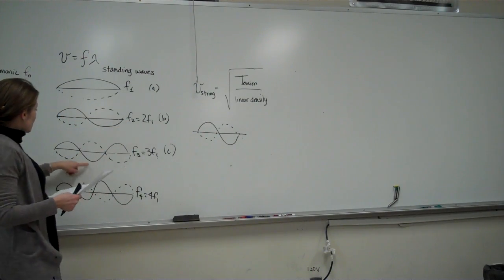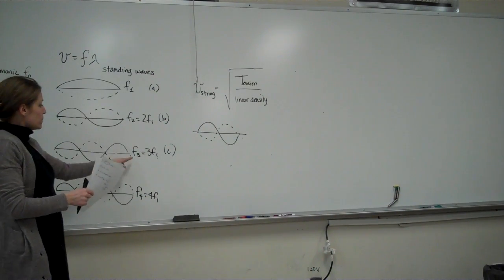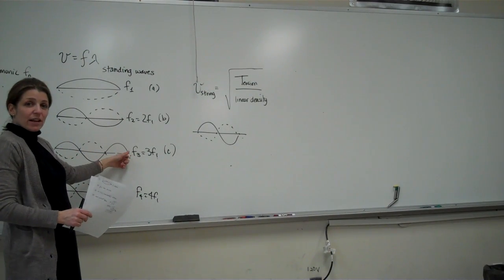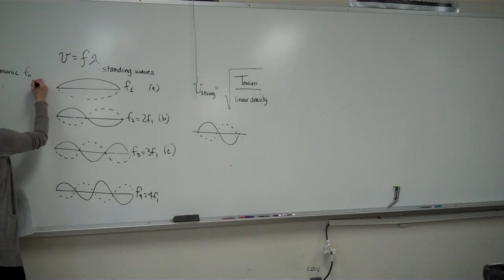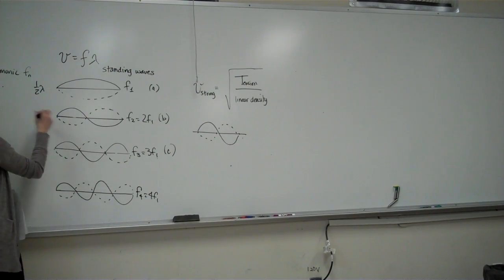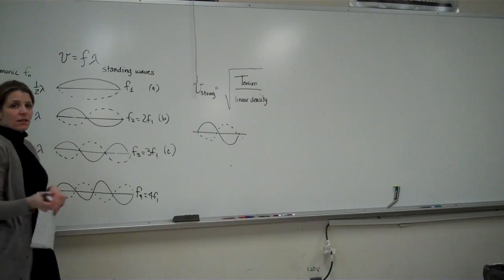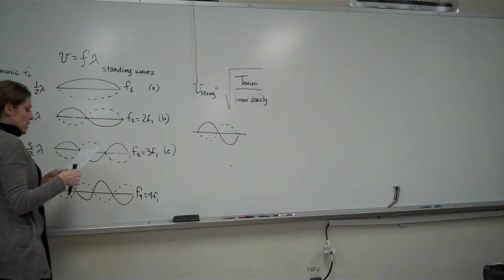And finally in C, the waves got even tinier, right? And so we were able to fit more bumps on the same length string, but now we have 1, 2, 3 half wavelengths, or 1.5 wavelengths. So this is half of a wavelength on the string, this is 1 wavelength on the string, and this is 3 half wavelengths, because it's 1 half, 2 halves. And those all equal the length of the string.